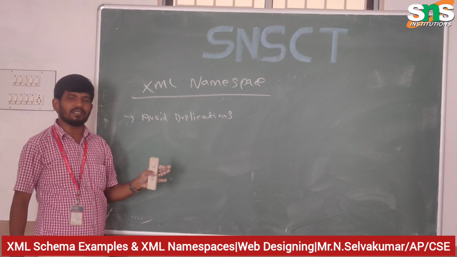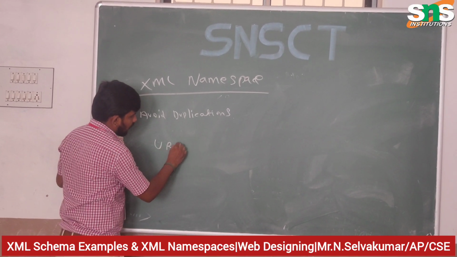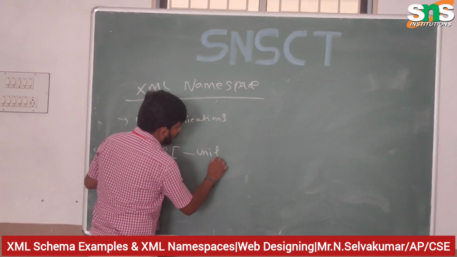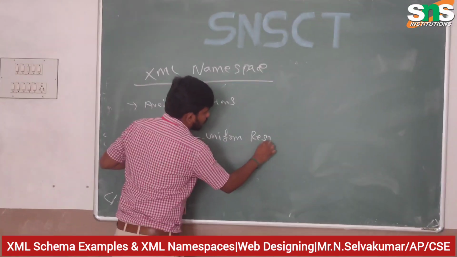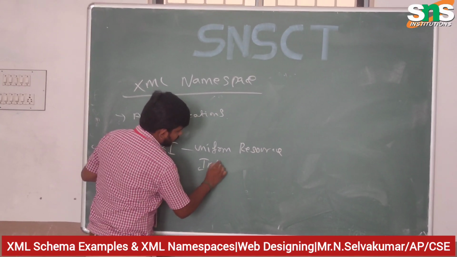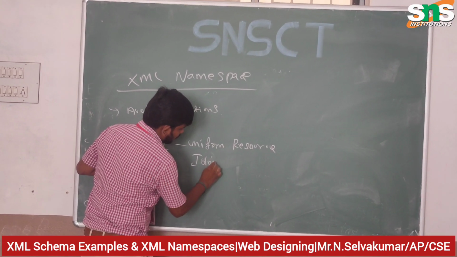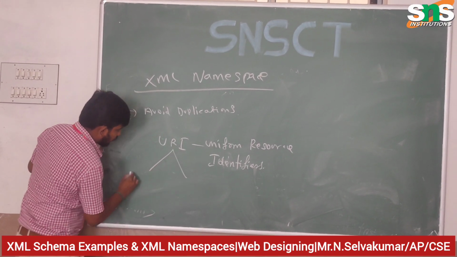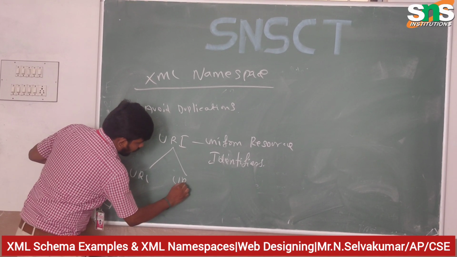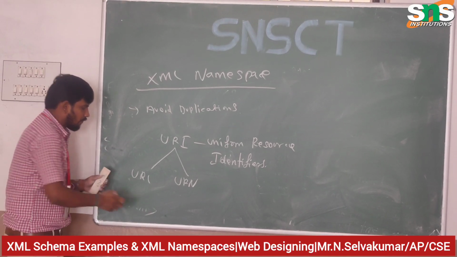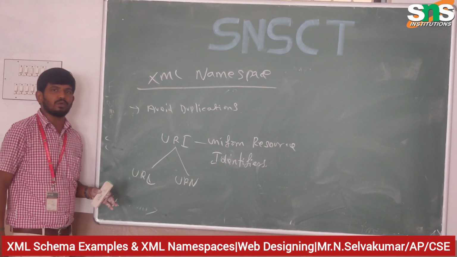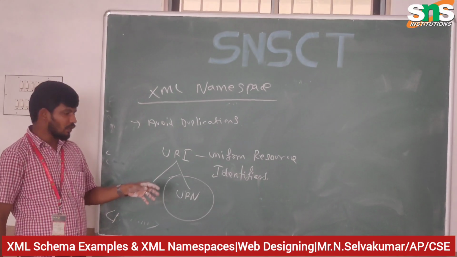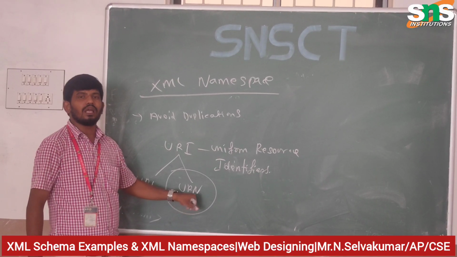The XML namespace is identified by a URI, uniform resource identifier. In this URI, we have two categories: URL and URN. URL means uniform resource locator, and URN means uniform resource name. Here we use only URN.